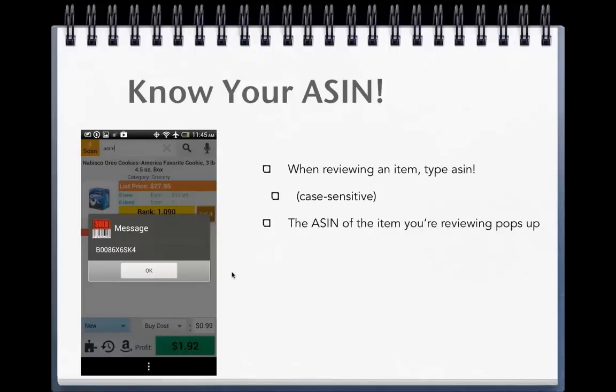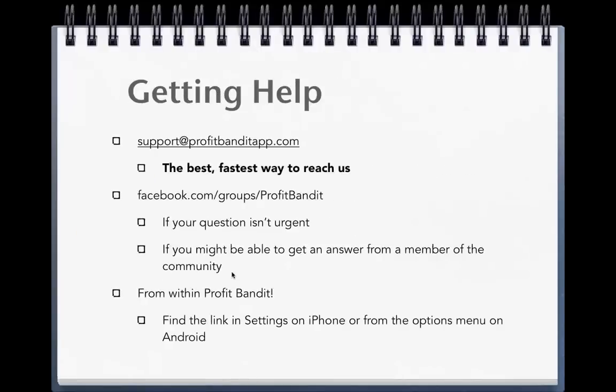So tap on the column headers on Android in the newest version of Profit Bandit. So that's a feature for subscribers only. And type in ASIN exclamation point to see the ASIN of the item that you're looking at.